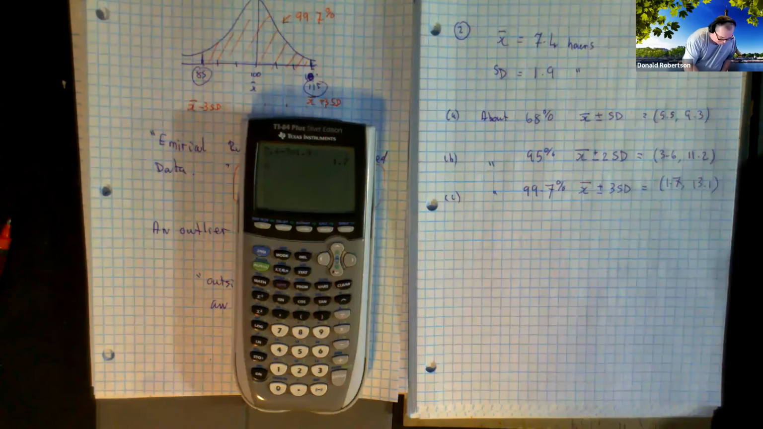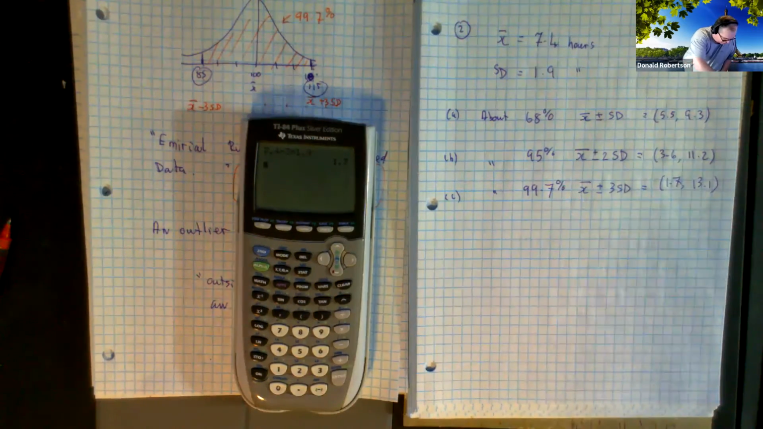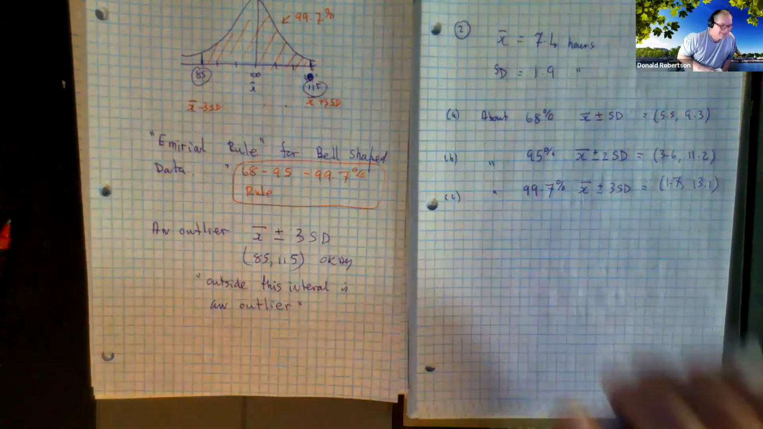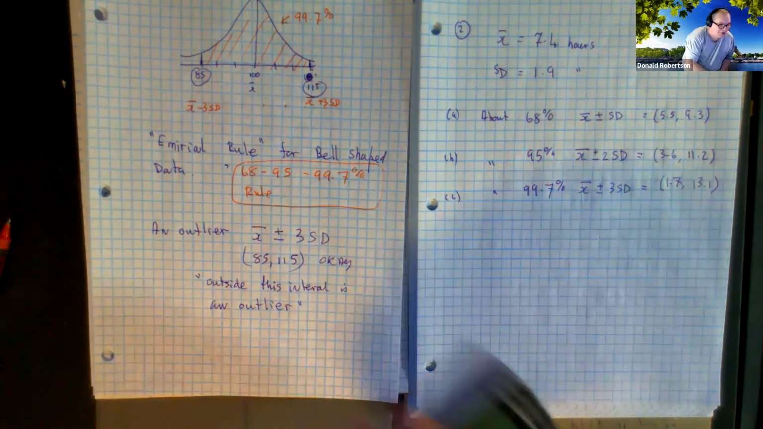Are we comfortable with the empirical rule? I'm calling it empirical rule because it's easier to say than the 68, 95, 99.7 rule, right? You comfortable how that rule works?